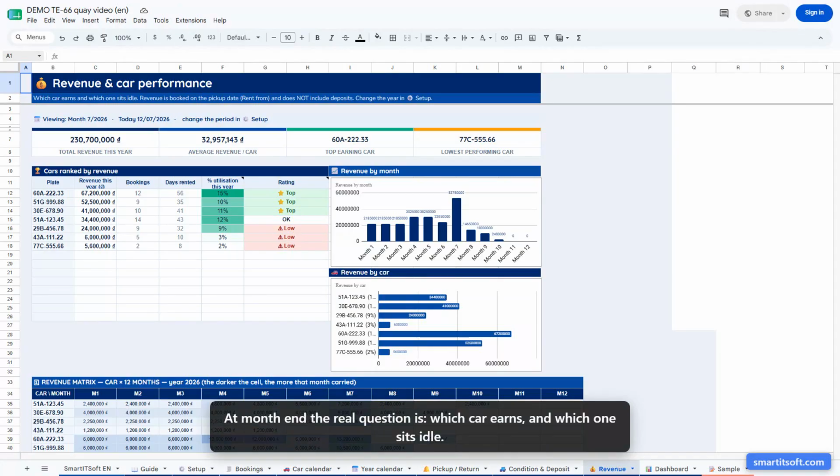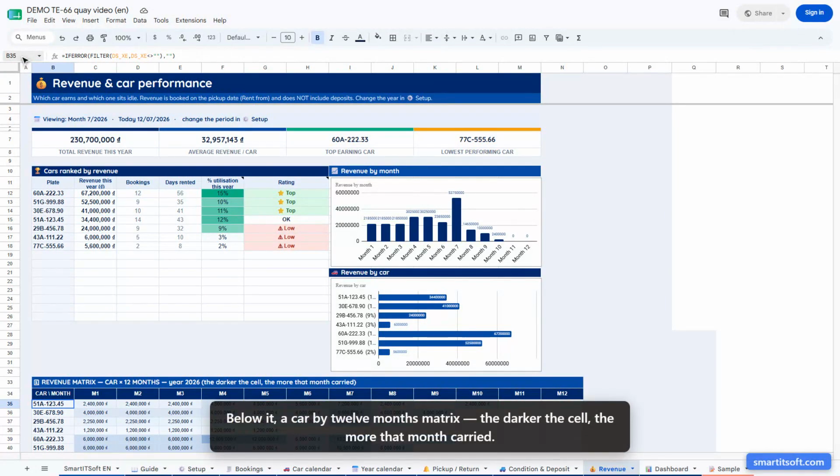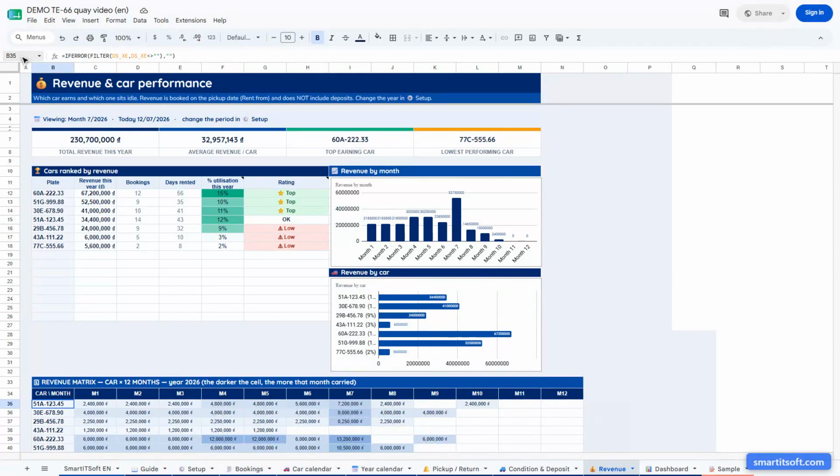At month end, the real question is, which car earns, and which one sits idle? The ranking sorts itself by revenue. Add a car and it slots straight into the right place. Below it, a car by 12 months matrix. The darker the cell, the more that month carried.